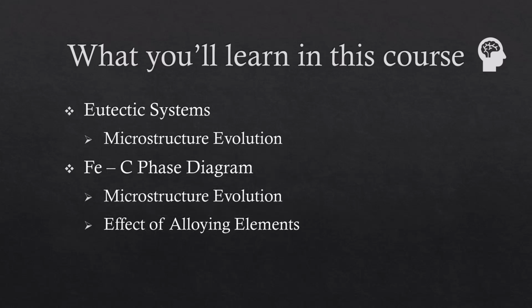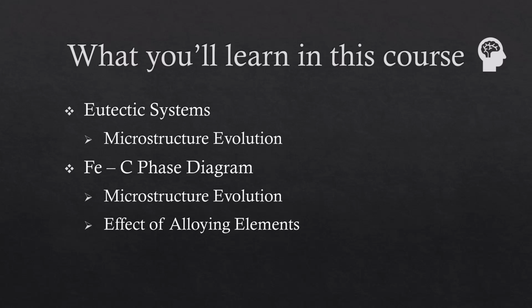We will then move on to study about the eutectic systems and see how the microstructure is evolved in the eutectic systems. Then we study in detail the most common and widely used and widely known phase diagram in material science, which is the iron-carbon phase diagram.